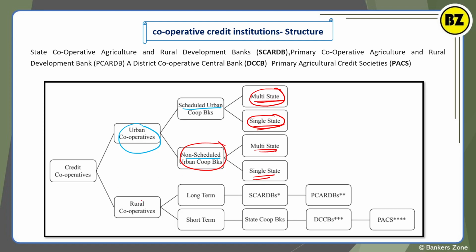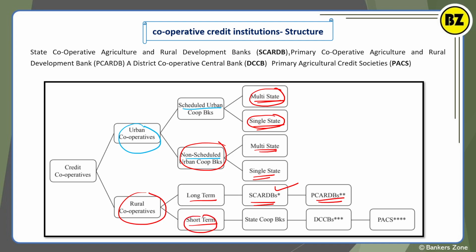Now come to the rural cooperative. For rural cooperative we are having two types: long term and short term. For long term we are having SCARDB. What does that mean? The State Cooperative Agriculture and Rural Development Banks. Further, we are having the primary: primary cooperative agriculture and rural development bank, right?